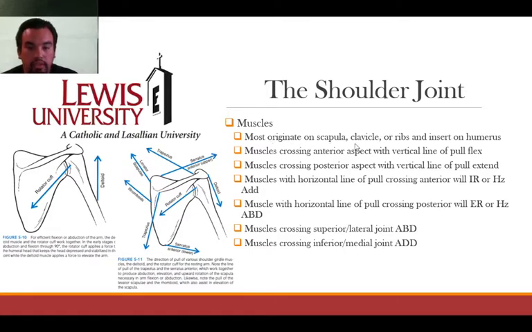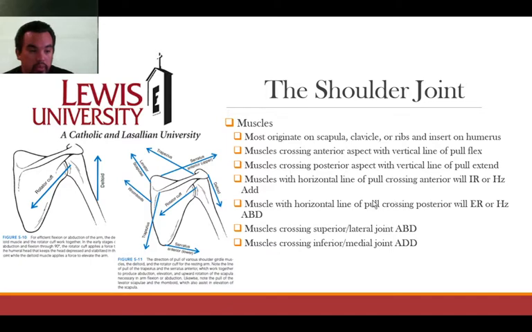Most muscles originate on the scapula, clavicle, or ribs and insert on the humerus. Muscles crossing the anterior portion of the scapula or the shoulder typically have a vertical line of pull, and they'll flex the shoulder. Muscles crossing posterior aspect of the vertical line will pull into extension. Muscles with a horizontal line of pull across the anterior will internally rotate or horizontal adduct the shoulder or the humerus. Muscles with a horizontal line of pull crossing the posterior portion will externally rotate or horizontal abduct. Muscles crossing the superior lateral portion of the joint will abduct, and muscles crossing inferior medial of the joint will adduct.